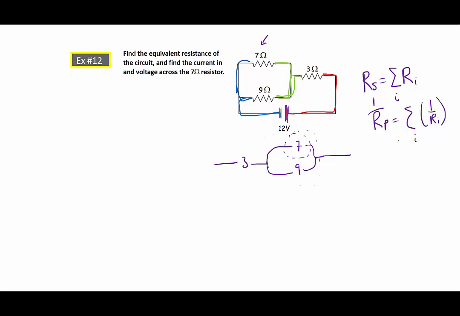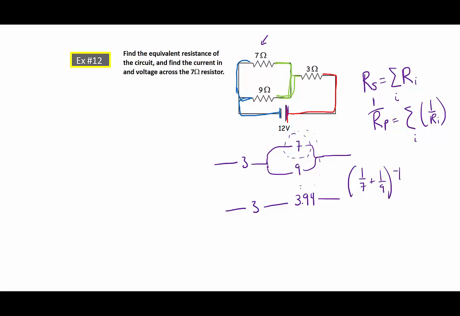So if I take the reciprocal of the sum of the reciprocals, so 1 over 7 plus 1 over 9, and I take the reciprocal of that, that's going to give me Rp. That's going to give me the total resistance of those two. So those two little resistors that are in parallel, I'm going to rewrite as if current has to flow through a single resistor of 3.94 ohms. That's the equivalent resistance of that little mini section of the circuit.